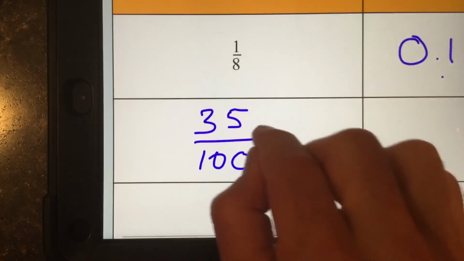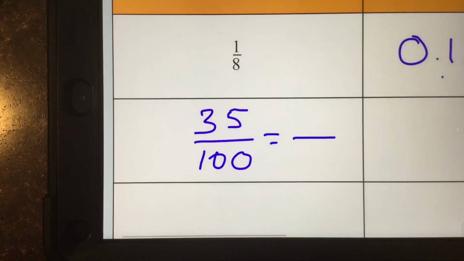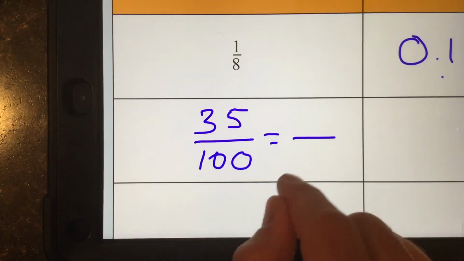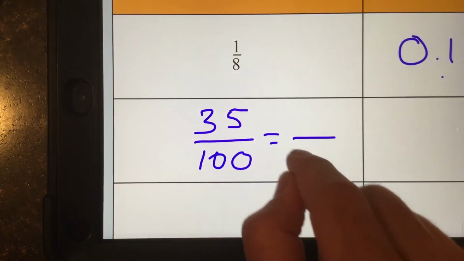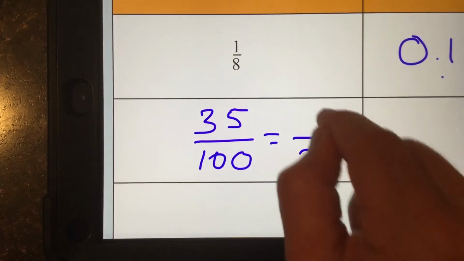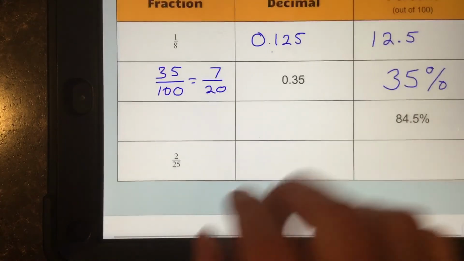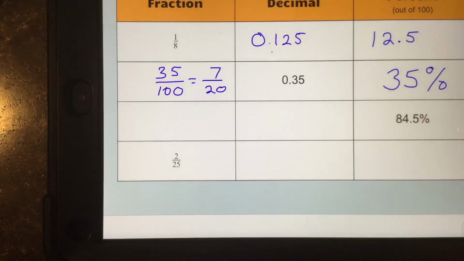Now, usually what we want to do is also simplify this fraction into its simplest form. So I could just divide. This time I'd divide out a common factor of 5. So 100 divided by 5 is 20. 35 divided by 5 is 7. So 7/20ths would be the simplest version of that fraction, but you can see they match up pretty easily here.